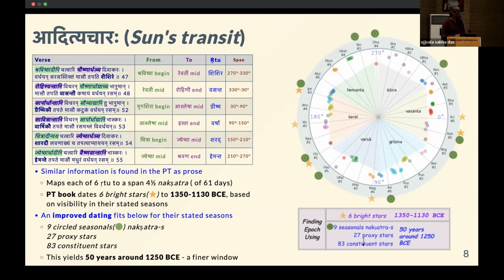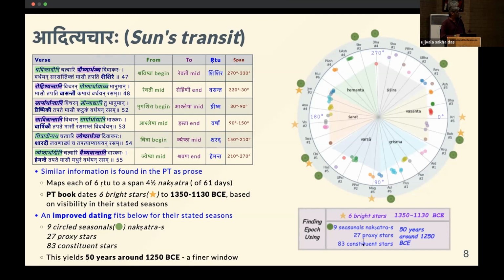Incidentally, the same information is also in Parashara as prose, and there the 6 ritus are mapped. Actually, it maps 6 ritus to 4 nakshatras, using 6 bright stars. And using that, the professor's book has dated this to a band of around 200 years. This is based on visibility, and in our approach, we have taken a slightly error-minimizing approach. So we are getting an improved error band of around 50 years.